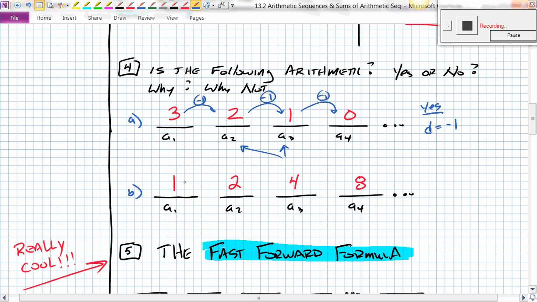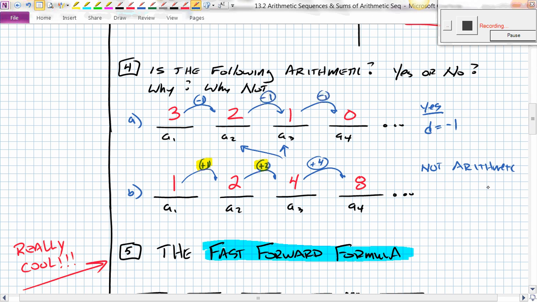Let's go on to B. To go from 1 to 2, I have to add 1. To go from 2 to 4, I have to add 2. So right away, something is telling me that this sequence is not arithmetic because it does not have a common difference. And then to go from 4 to 8, I have to add 4. So this is definitely not arithmetic.